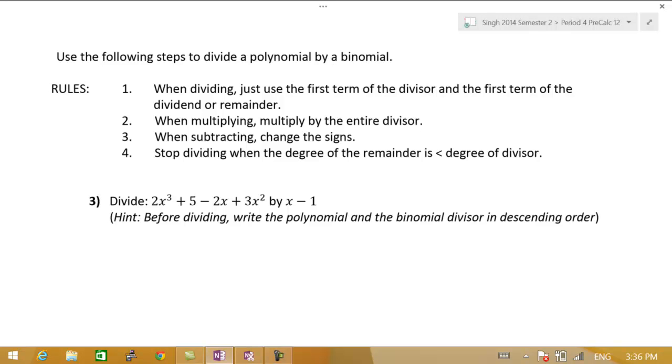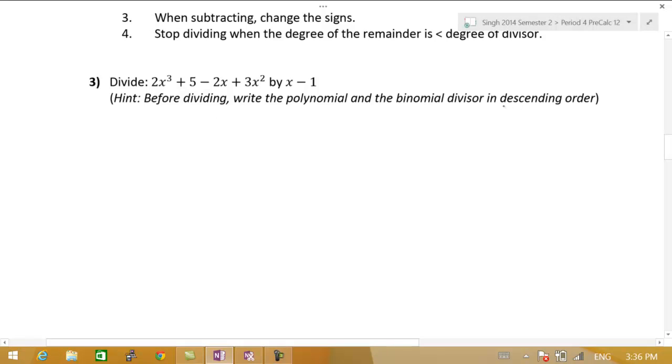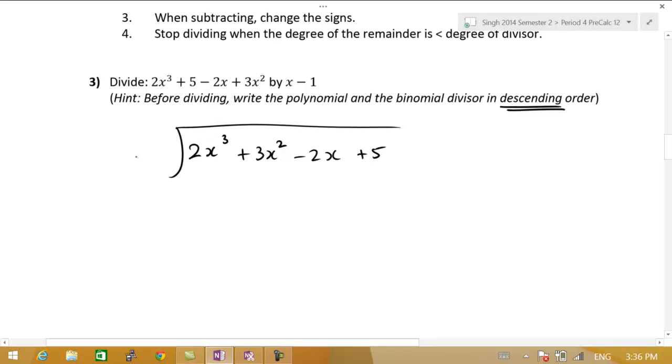So one of the things you'll notice right away is not everything is in order. We've got an x cubed term followed by a 5, followed by a negative 2, followed by 3x squared. So before we can get started, we have to rearrange the polynomial in descending order. So let me go ahead and rewrite that. When I rewrite that, I'm going to get 2x cubed plus 3x squared minus 2x plus 5. I also have to make sure that all the terms are there in descending order. If something was missing, I would add 0 of that amount. And I'm going to be dividing it by x minus 1 this time. So that's pretty much the tricky part of this problem. Once you set it up this way, it's pretty easy to solve.